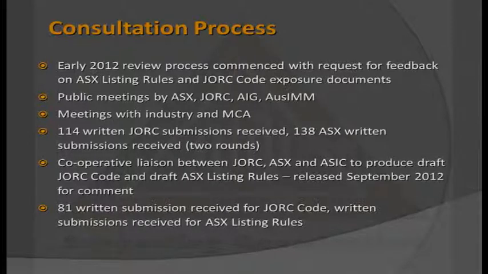There was then very, very solid liaison and cooperation between members of JORC, ASIC and ASX in terms of delivering both the listing rules draft and also the JORC Code draft. So those drafts were released in September of 2012. Additional comments, we had 81 additional written submissions received for the JORC Code, and I'm not sure of the exact number, but again, a number of written submissions received for the ASX listing rules.